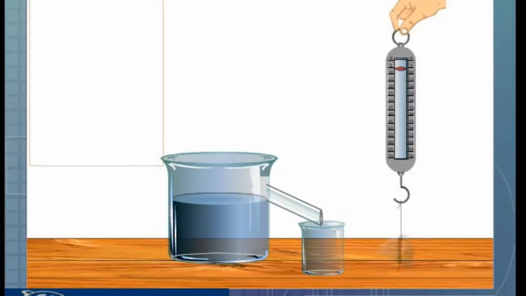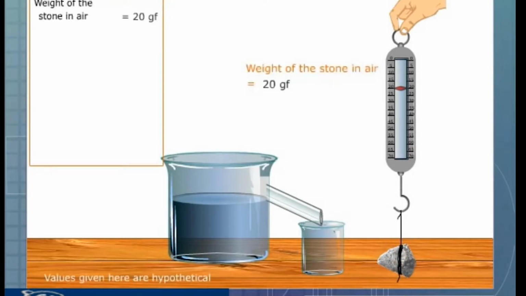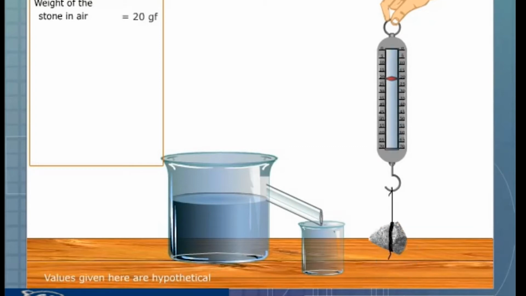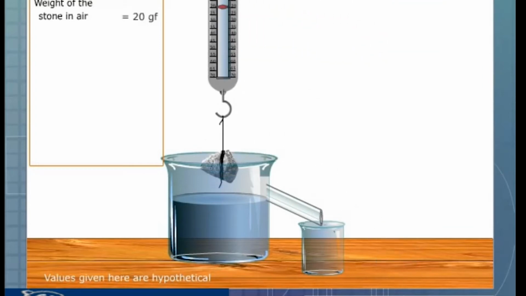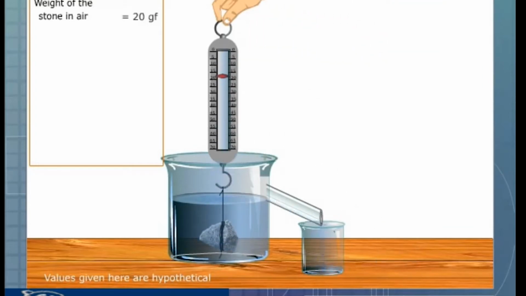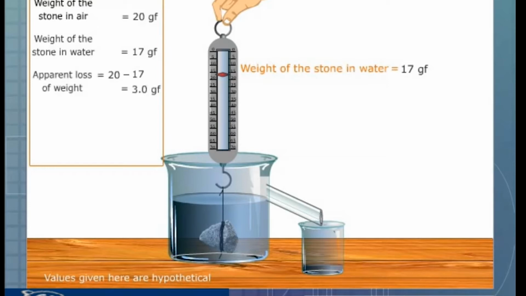Suspend a stone with the help of a string from the hook of a spring balance and record its weight. Gradually lower the stone into the Eureka can containing water and record the reading of the spring balance when the stone is completely immersed in water. The weight of the stone is found to be less than its weight in air. That is, there is an apparent loss of weight.